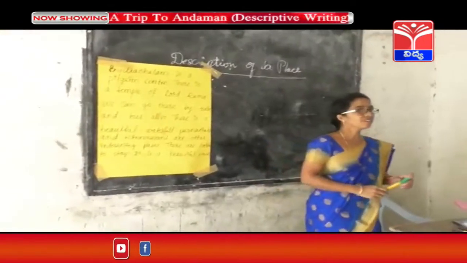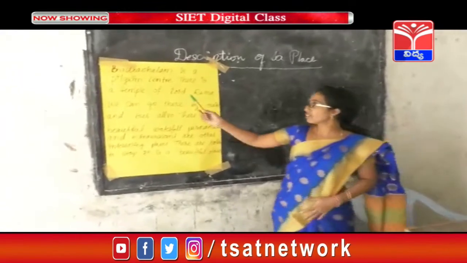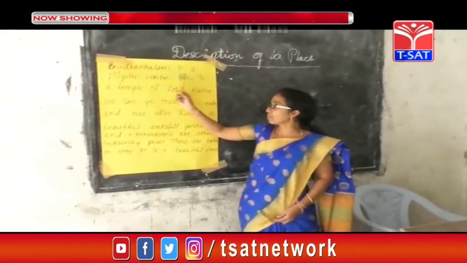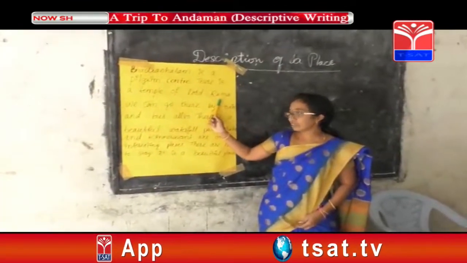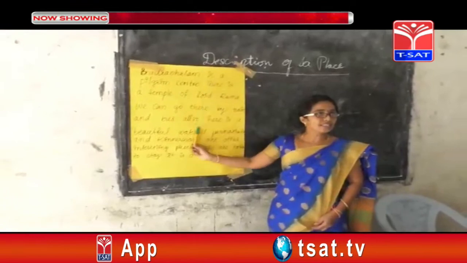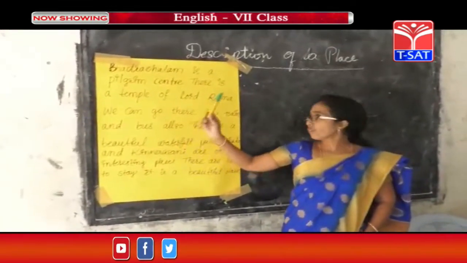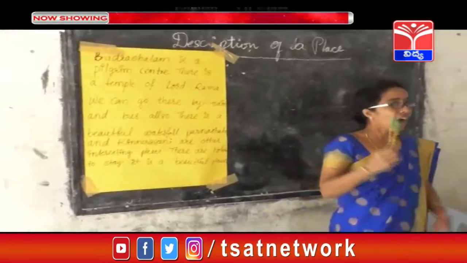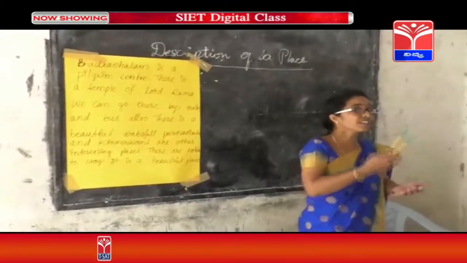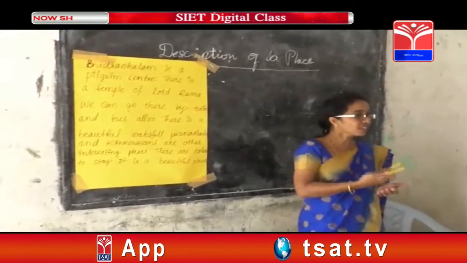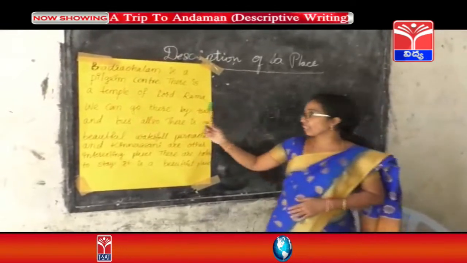So, okay, what's the first point? Where the place is located. If you see here, Bhadrachalam is a pilgrim center. There is a temple of Lord Rama. So is there any description about the place here? No. So the first point is missing here. How can we go there when we don't know where that Bhadrachalam is located, in which state or in which district? How can we reach there? We cannot. Isn't it? So the first point is missing.